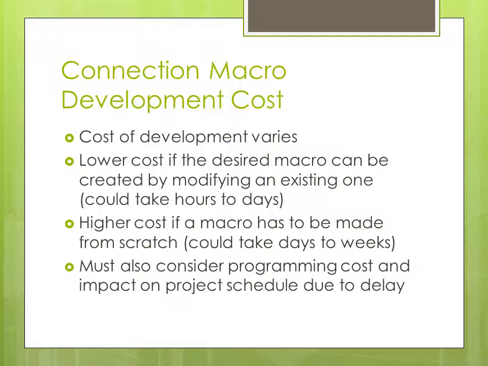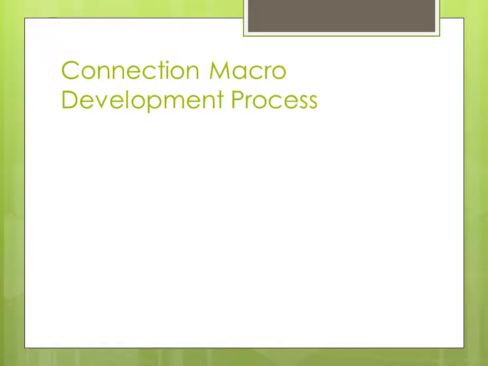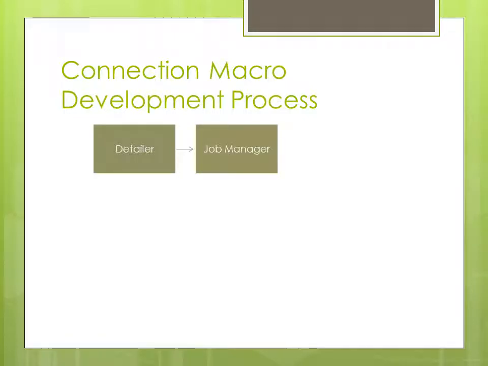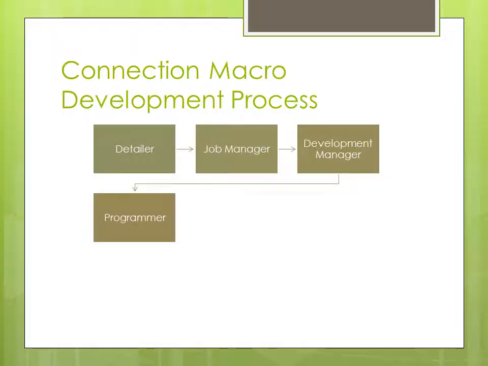We also must consider the programming cost and the impact on the project schedule due to the delay of making the connection macro. In Doco, when a detailer wants to have a new macro or get an existing macro modified, he needs to contact the job manager first. Then the job manager needs to discuss it with the development manager if he agrees with the detailer. Then the development manager will talk to the programmer to see if he agrees, and the programmer will do the work if he agrees.